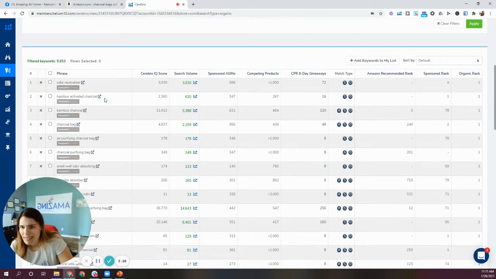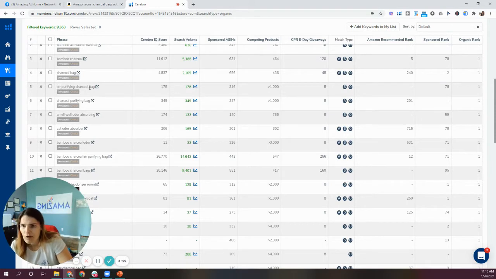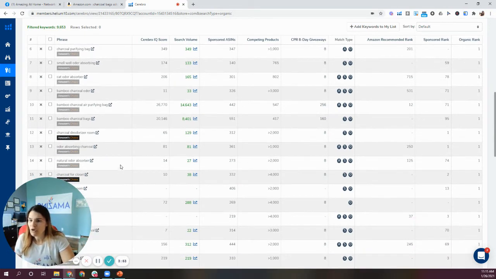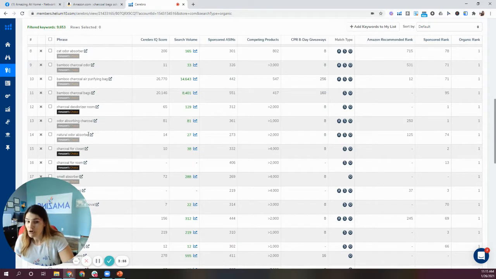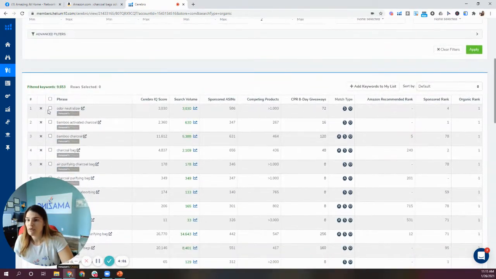All right, bamboo activated charcoal, okay. Air purifying charcoal bag, okay. That's really close to the other things. But how can we get out of charcoal bags? How can we really look at what people are looking for and try and rank for that instead of just trying to rank for charcoal bags, because there's so much competition there, right? So what we can do is we can look at something like natural odor absorber. Check that out. Not a huge amount of search volume compared to odor neutralizer, but let's go back on Amazon.